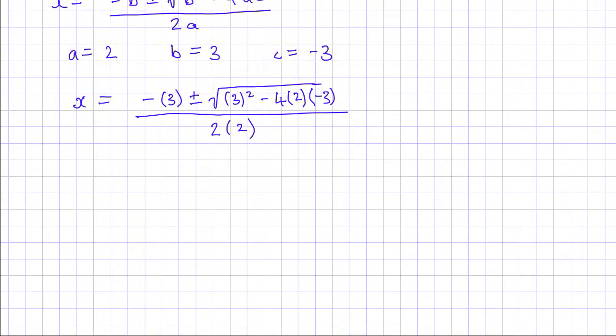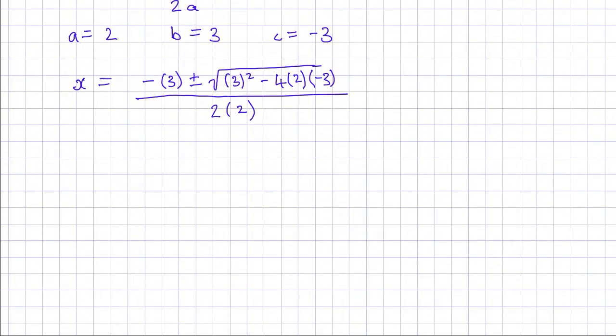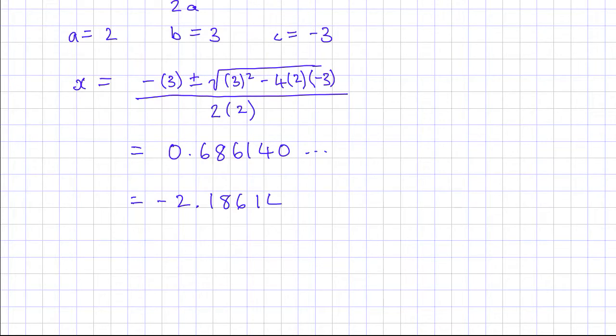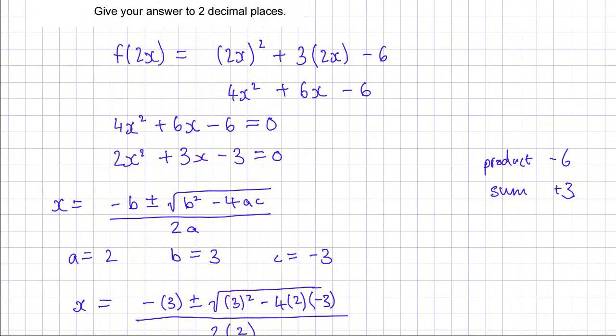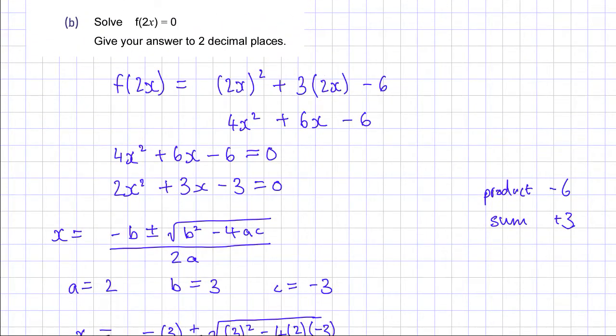Now you need a calculator for this. I've already worked it out. When you use a plus here, the answer you get is 0.686140 and so on. And when I used the minus, the answer I got was minus 2.186140 and so on. Now I wanted my answer to 2 decimal places, so let's round them.